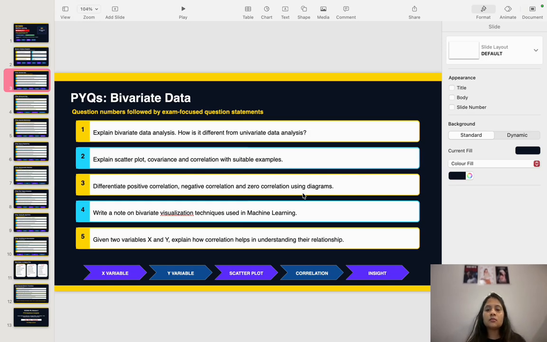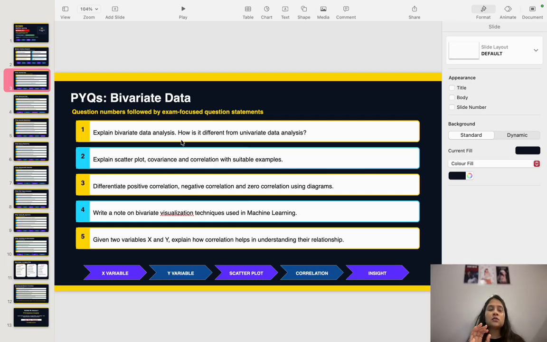Okay, so next is the fourth question. Write a note on bivariate visualization techniques used in machine learning. Fifth is, okay, just now I explained what bivariate is, so you can start with that. Explain the techniques used in machine learning. Given two variables x and y, explain how correlation helps in understanding their relationship. Okay, so follow this pattern to study for these concepts.